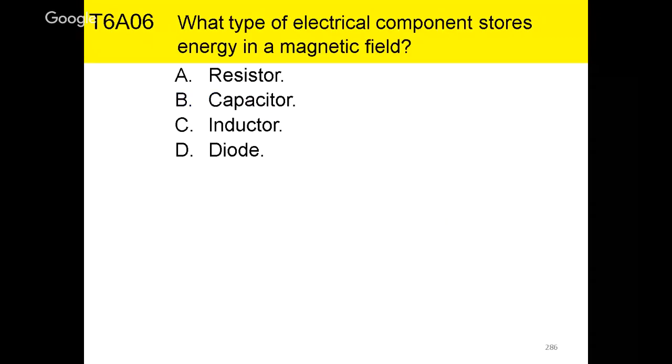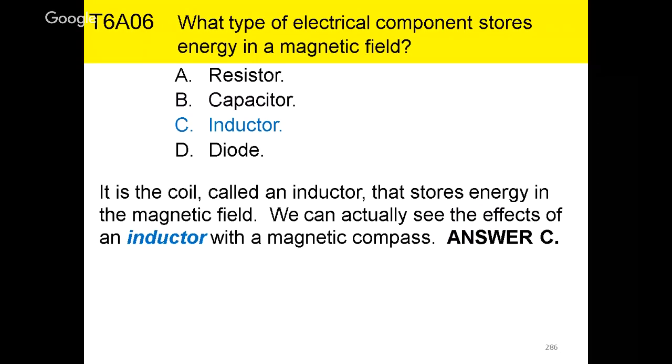So what type of electrical component stores energy in a magnetic field? Okay, this is a little bit different. We're getting into some other stuff here. A magnetic field is created in this component when it has electricity applied to it, and it's called an inductor. It is the coil called an inductor that stores energy in the magnetic field. We can actually see the effects of an inductor with a magnetic compass. Your answer is C. I want to know what it says in the book here. I'm going to look at it real quick.